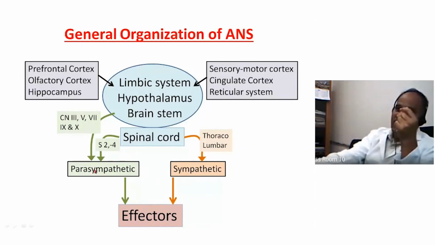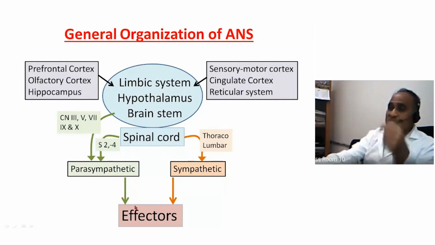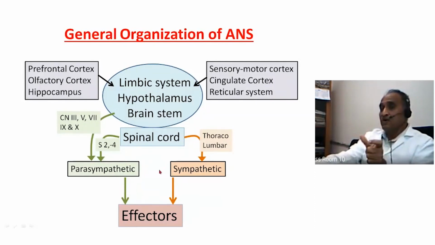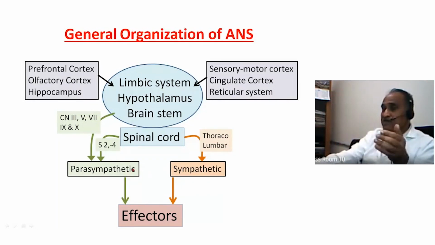Say for example, I will take one simple example here. The parasympathetic effect on the heart is to decrease the heart rate and decrease the contractility. The sympathetic effect on the heart is to increase the heart rate and increase the contractility. So this is what I wanted to say. It is a sort of physiological antagonism. It does not oppose the sympathetic activity, but it has its own effect, which opposes the actions. That is why it is a physiological antagonist.